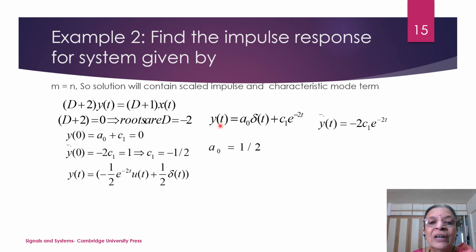And what is y0? When you put delta t at t equal to 0, delta t is equal to 1. So y0 is equal to a0 plus c1. This is equal to 0. That is the initial condition. And the differentiation term, that is y dash 0, is equal to minus 2c1, which is equal to 1. This is given as the initial condition. So c1 will be equal to minus half and also a0 will be equal to half. So we can write yt is equal to minus half e raised to minus 2t ut plus half of delta t, because a0 is also equal to half.